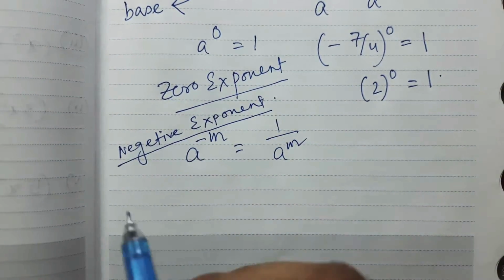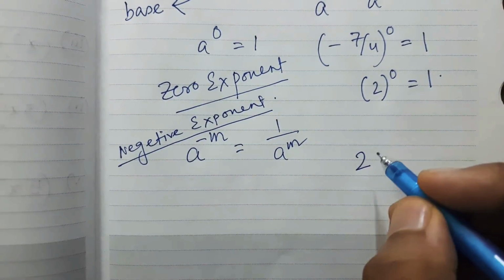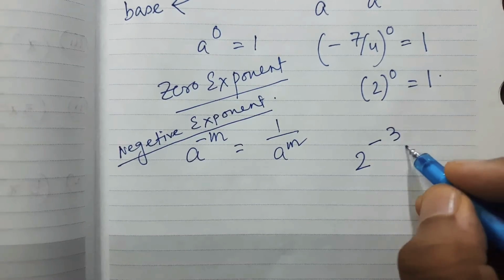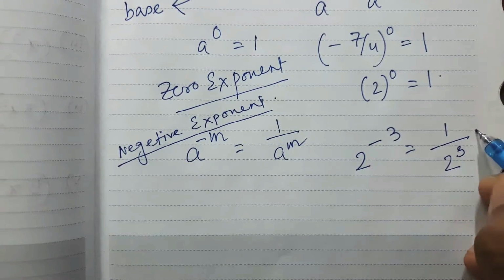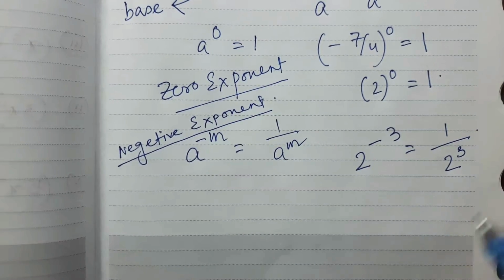For example, 2 to the power minus 3. Then by this formula, we will write 1 by 2 to the power 3, that means 1 by 2 cube.